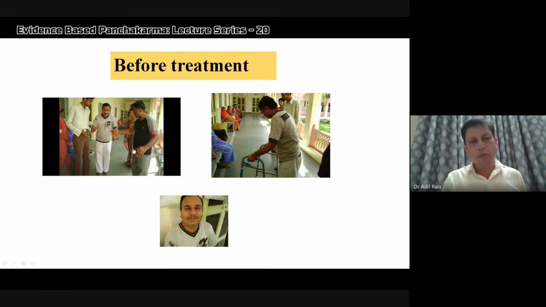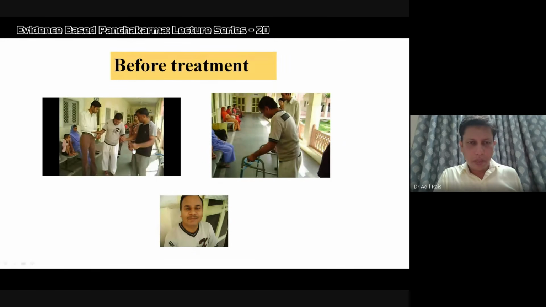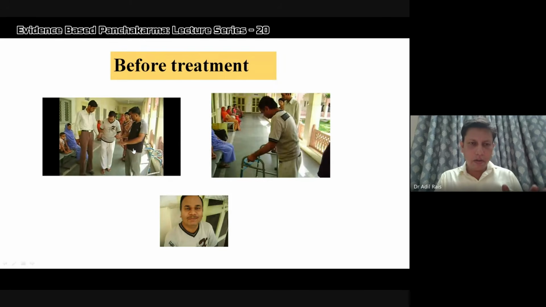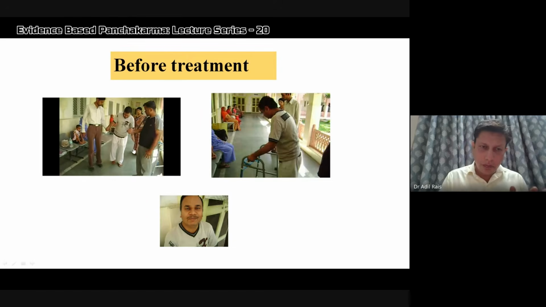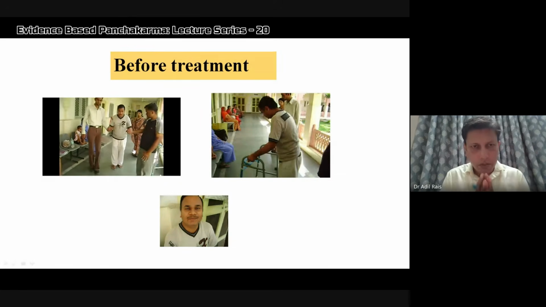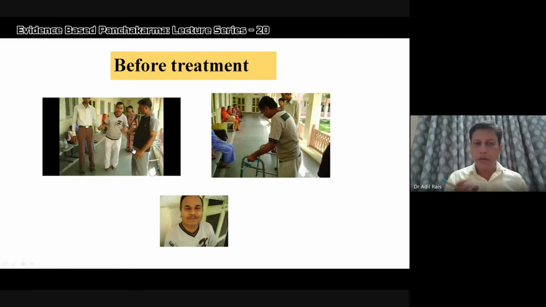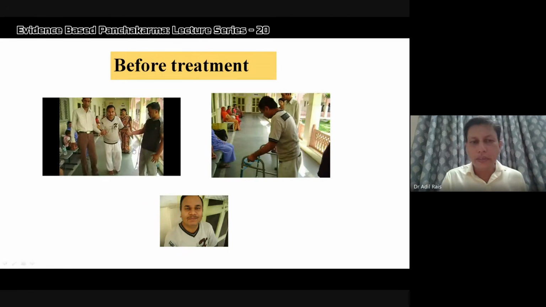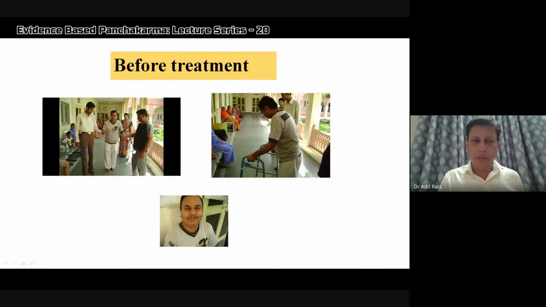He has to take support from two people. We can see this in this video. Look at his gait. Short pace steps, very close. Both feet are very close. He is taking short steps. So that indicates that there's a deficit in the power of the distal muscles of the lower limb.